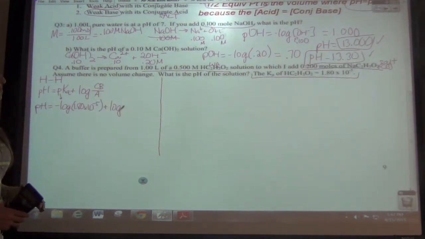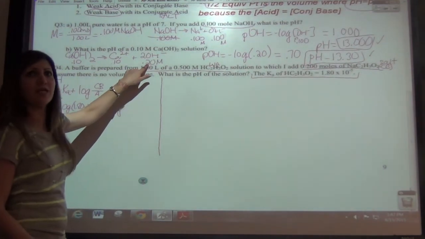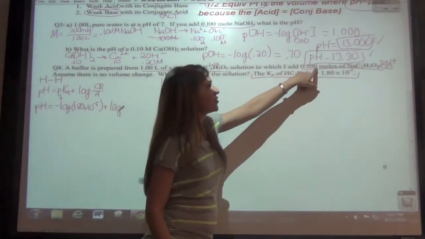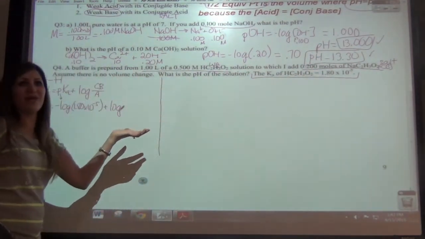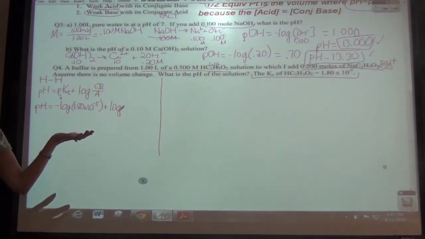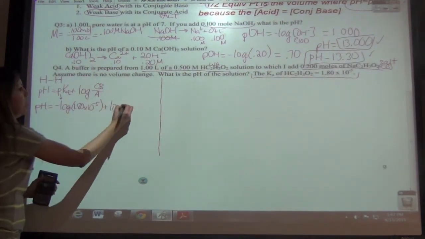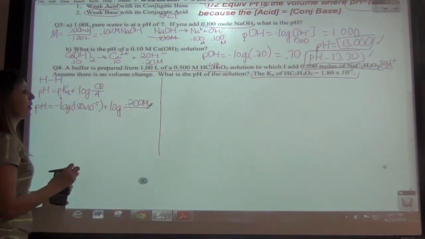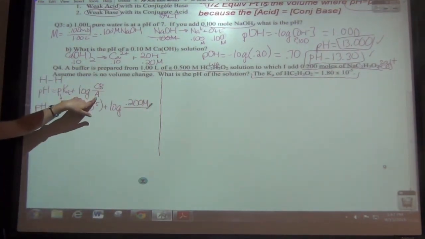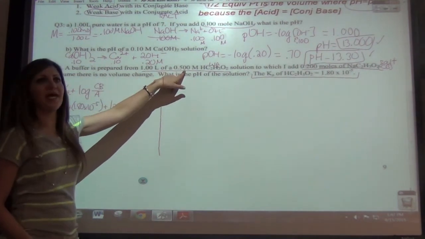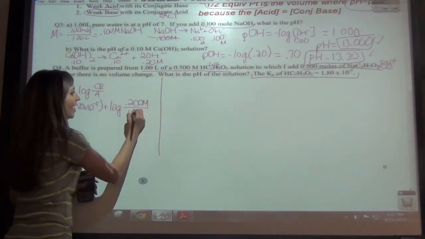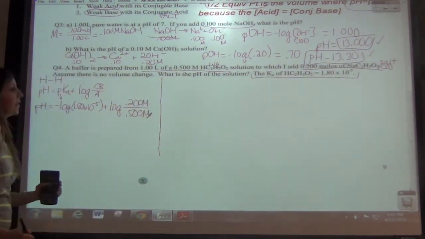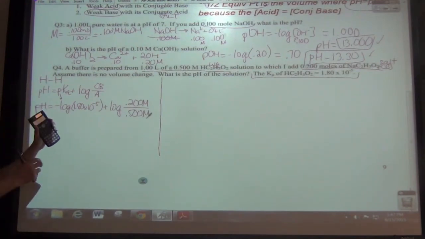Our conjugate base. It's a 1 liter solution, okay? And we've got 0.2 moles of it. So does that change then? What's the molarity? It's just 0.2, okay? So it's 0.200 molar divided by the acid's concentration. Again, it's still 1 liter, so what would that be? Still just 0.5 molar. So go ahead and plug this into your calculator.